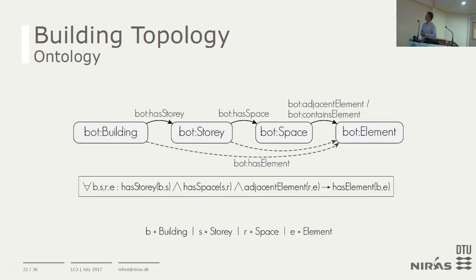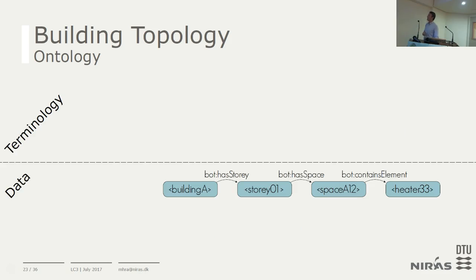Has story, has space, and then a space can either contain an element or it can be surrounded by elements, so have adjacent elements. And if an element is located in a space that is on a story, then the story also has the element. That's basically the logics involved.